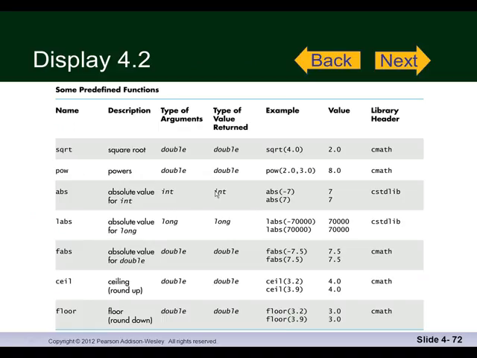So in here, what we say is the type of argument and the type of return. This one is going to take a double, and it's going to return a double. So it's going to be 4.0 and return something that's going to be 2.0. And the POW needs a double. ABS needs an integer. LABS, FABS. These two can be helpful. That's for ceiling and floor. Ceiling is what? It's going to round it up. Floor is going to round it down.